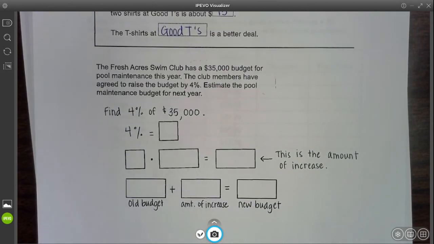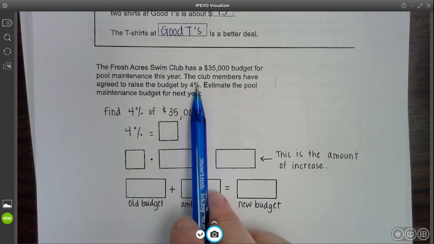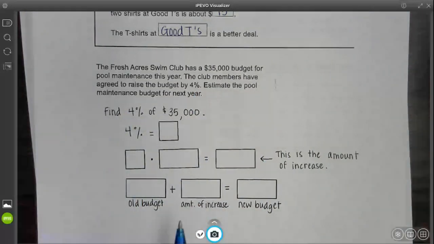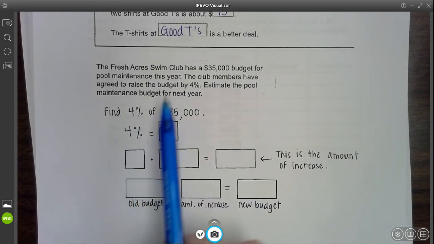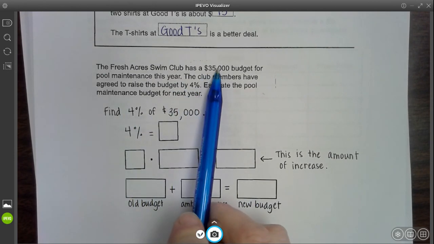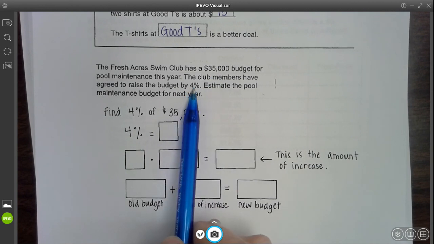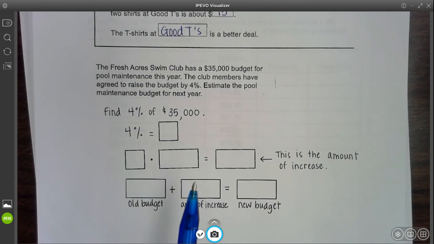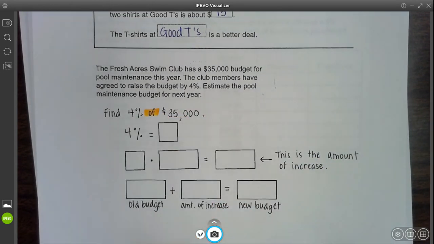Okay, so here it says the Fresh Acres Swim Club has a $35,000 budget for pool maintenance this year. The club members have agreed to raise the budget by 4%. Estimate the pool maintenance budget for the year. Okay, so first of all, we originally had $35,000 and now we're raising it by 4%. So it's 4% of this original budget. So again, of means to multiply, right? So we're going to be multiplying.